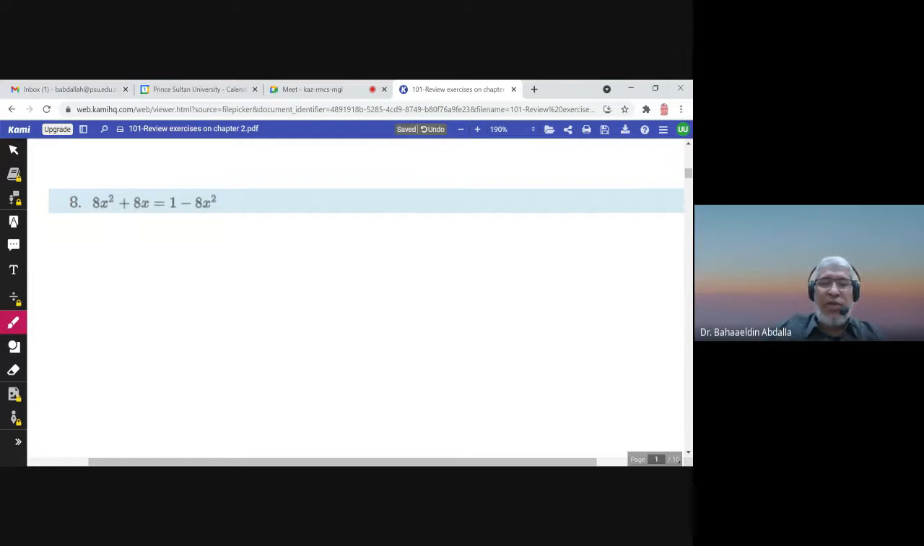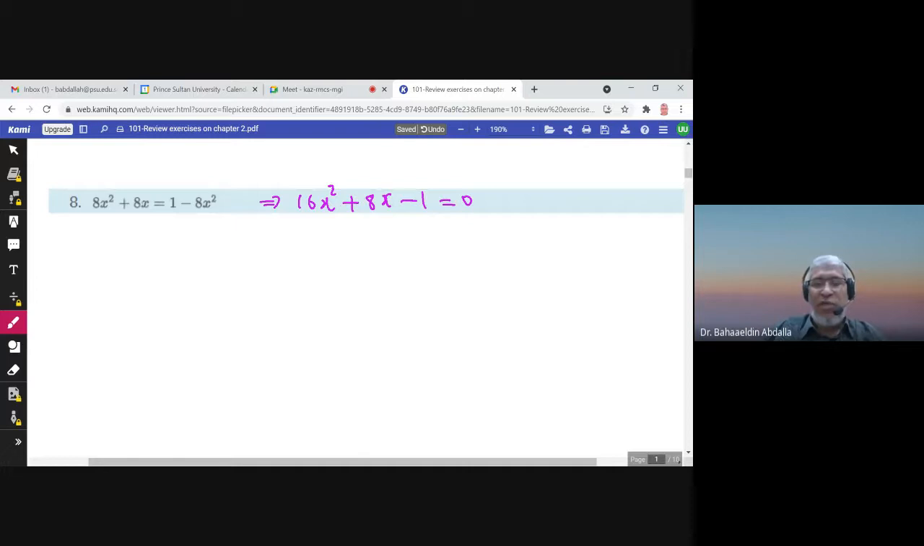Here, this is a quadratic equation. First step is to take everything to the left-hand side. So this is negative 8x squared. If you take it to the other side, it would be positive. So 8x squared plus 8x squared would be 16x squared, and plus minus 1 equals to 0.